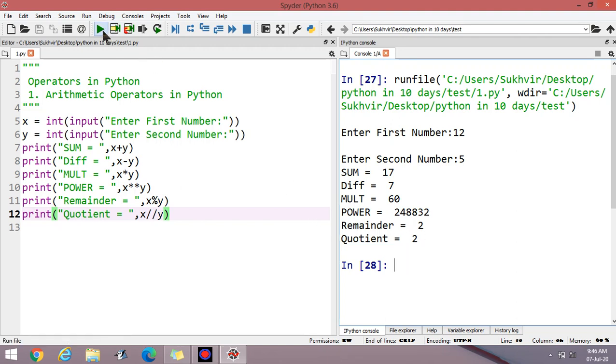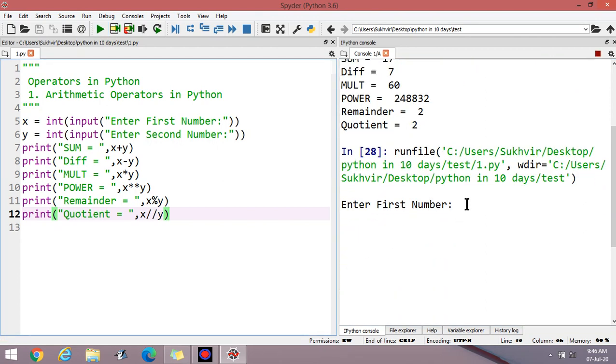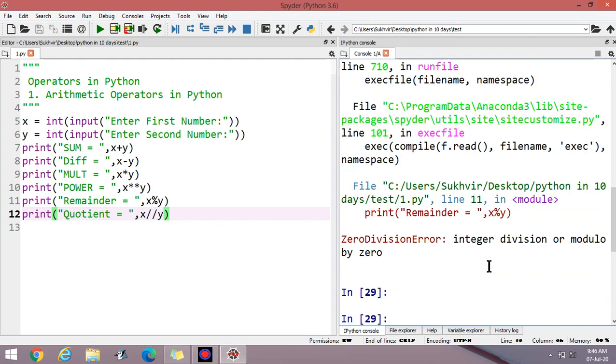Let us execute again. One problem is there. Suppose I enter 12 here and 0 here. Now check the output. ZeroDivisionError: integer division or modulo by zero. This one is the error.